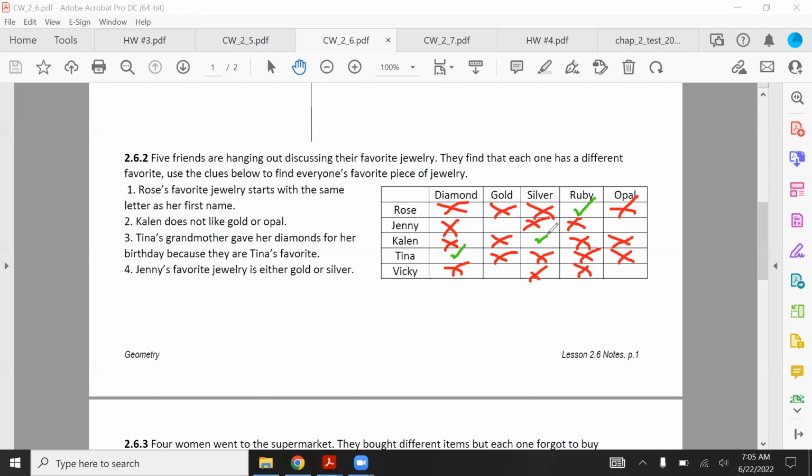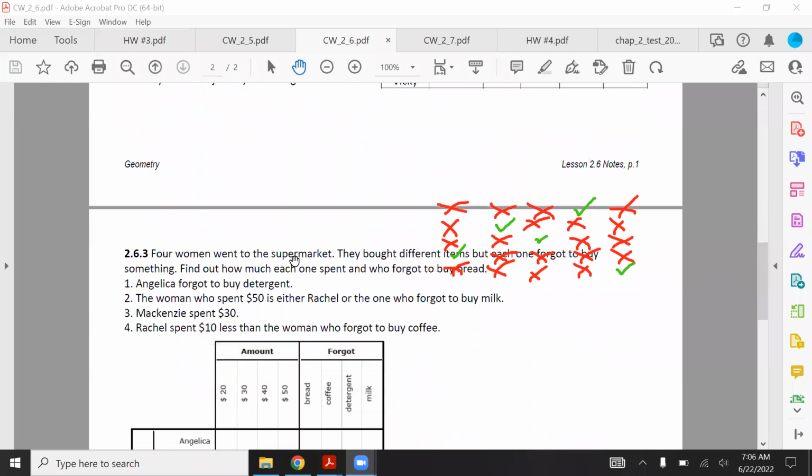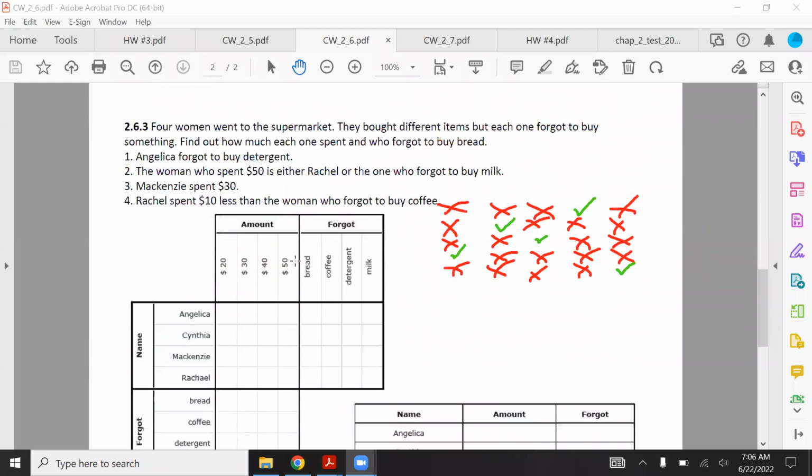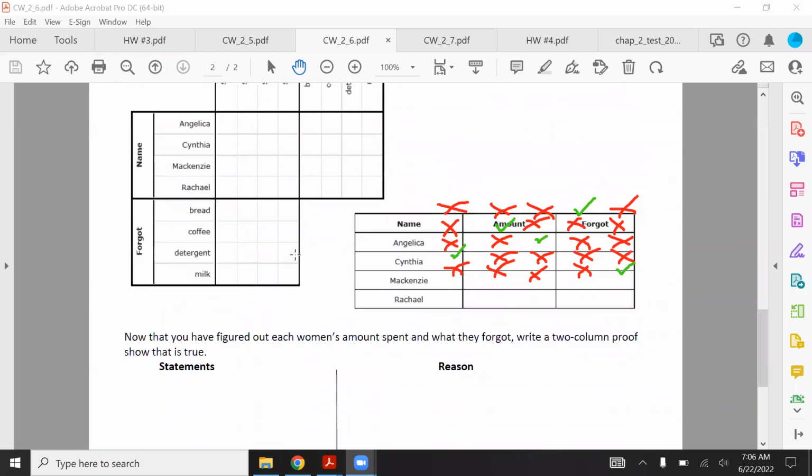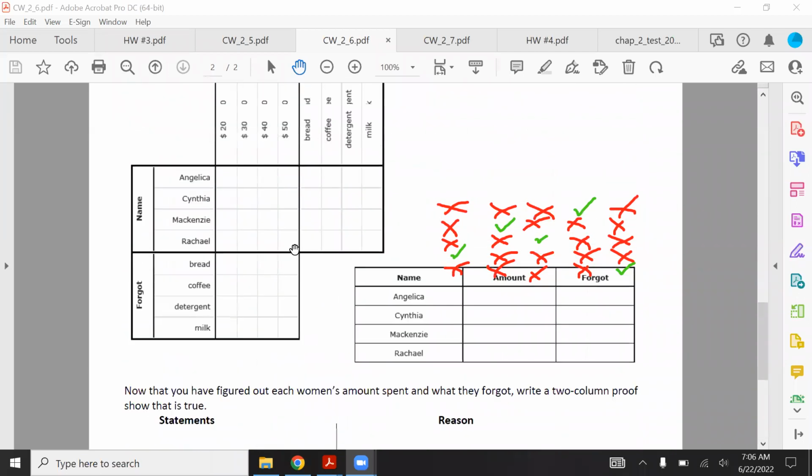So Jenny and Vicky either like gold or opal. Jenny's favorite jewelry is either gold or silver. Well, silver belongs to somebody else, so she's going to be gold. Therefore, Vicky's going to be opal. And there you go. So we use the clues correctly to match the jewelry with the right person. So again, this is a logical flow. You're going to do something kind of similar here. And then I'm going to write a 2-column proof.